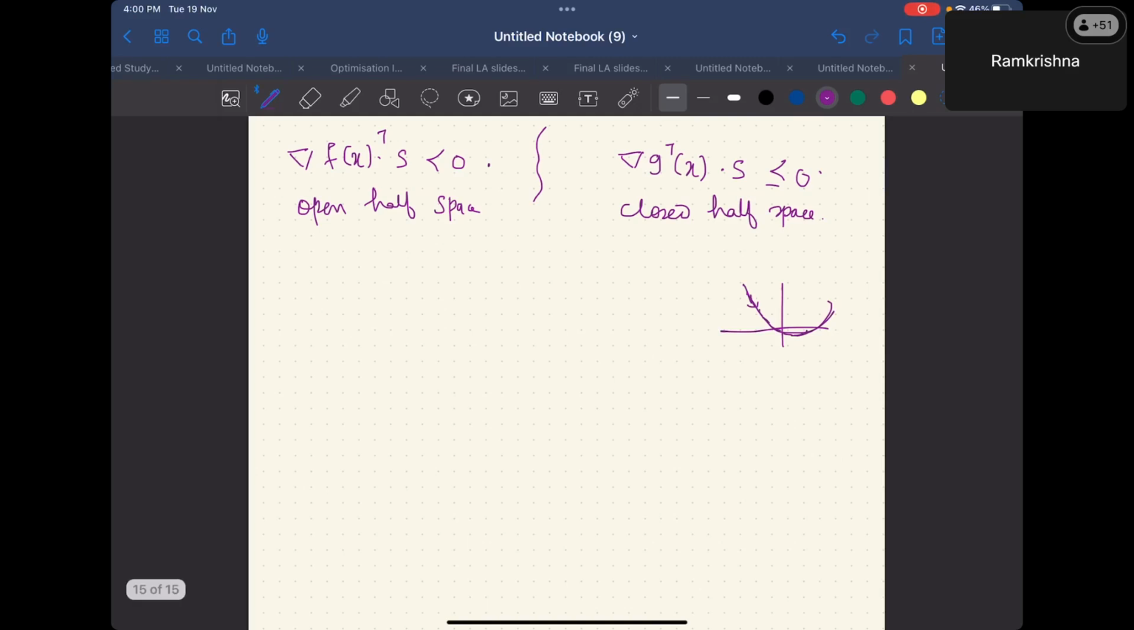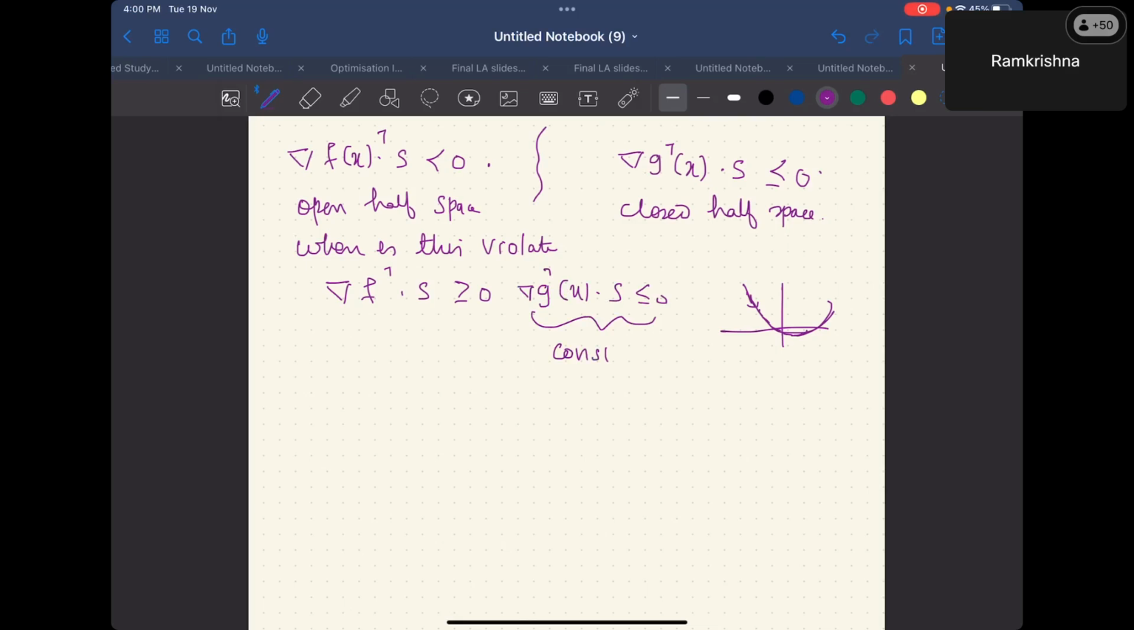So now I ask myself a question. When is this violated? The violation happens when the gradient of f times s is greater than or equal to 0. And at the same time, I have this condition, gradient of g times s less than or equal to 0. This always has to be satisfied because this is the constraint and I cannot move outside the constraint set.